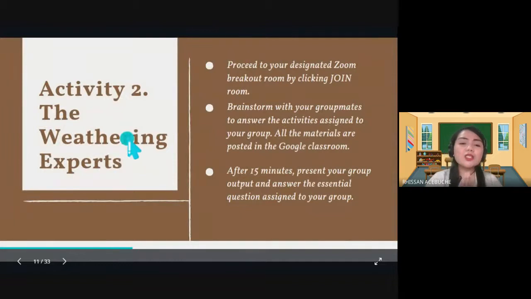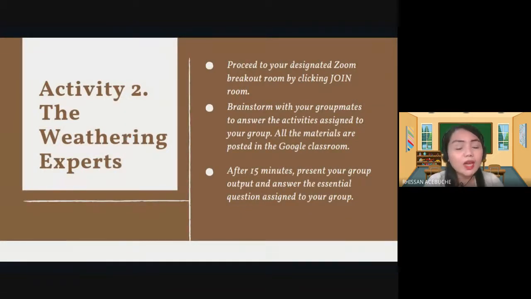So let's now proceed to our activity number 2, and I titled this The Weathering Experts. So all you have to do is to proceed to your designated Zoom breakout room. I know you are already in your breakout room, and just join your group there. And then later you are going to brainstorm with your group mates to answer the activities assigned to your group. All right. All the materials that you need are already posted in the Google Classroom.